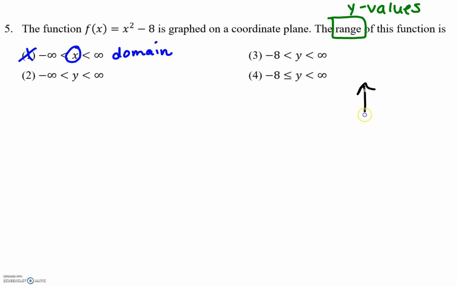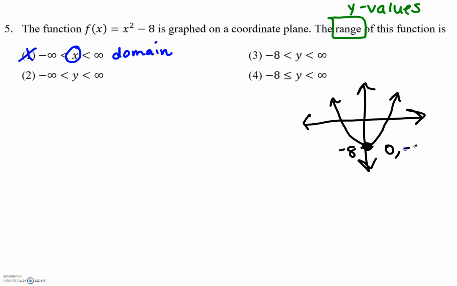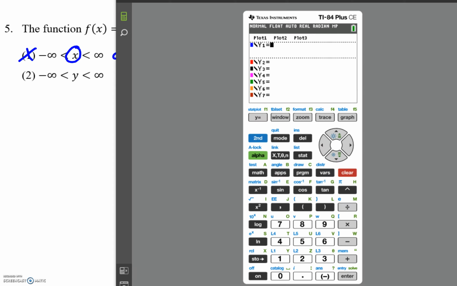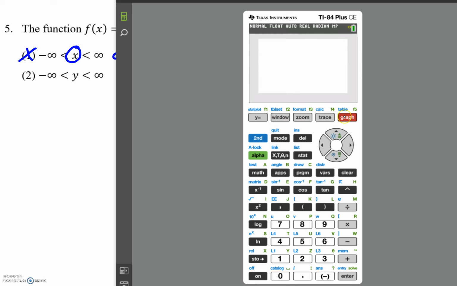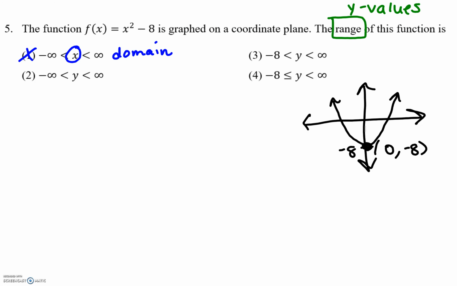If you are unaware of what x squared minus 8 would look like, just a reminder, instead of at 0, 0, now our vertex was shifted down 8. So the absolute lowest point is 0, negative 8. Again, if you're not aware of that, go to y equals, type in x squared minus 8. You could pull up your table and look for the lowest y value, which is right here at 0, negative 8. Or you could hit graph and see the picture. The lowest point is 0, negative 8. So our range, we go from the bottom to the top.